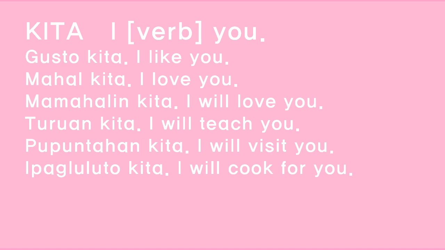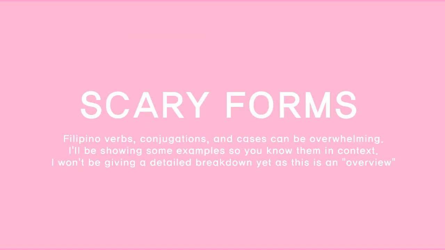So, ipagluluto is kind of a scary-ish conjugation, but just learn it as it is. Ipagluluto kita is to cook for someone, to cook for you. I'll cook for you. Okay. So, just wanted to cover the basic tenses, but I'll also show some more examples and some comparisons. Hopefully this would not scare you.